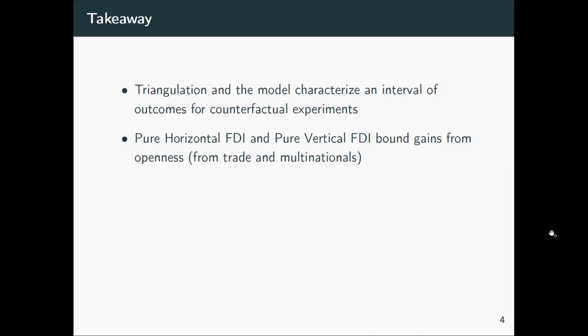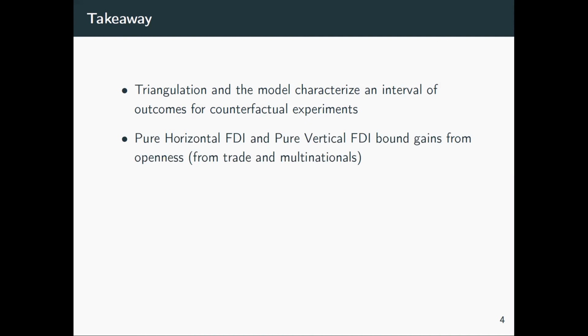Second, pure horizontal FDI and pure vertical FDI bound gains from openness from trade and multinationals. This counterfactual outcome, gains from openness, is the welfare gain from having multinationals and trade. The statement is, we have this interval of gains from openness consistent with the data.